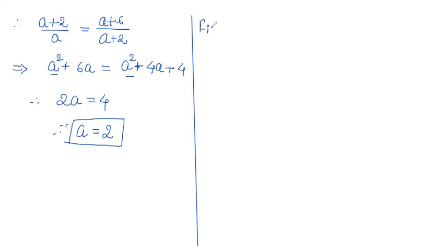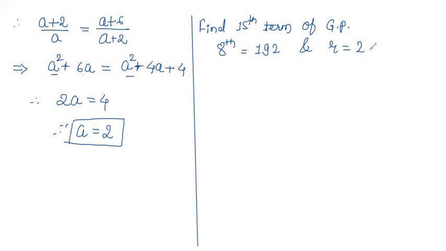Find 15th term of GP whose eighth term is 192 and common ratio, that is r, is equal to 2. आता 15th term फाइंड आउट करायचं आहे.